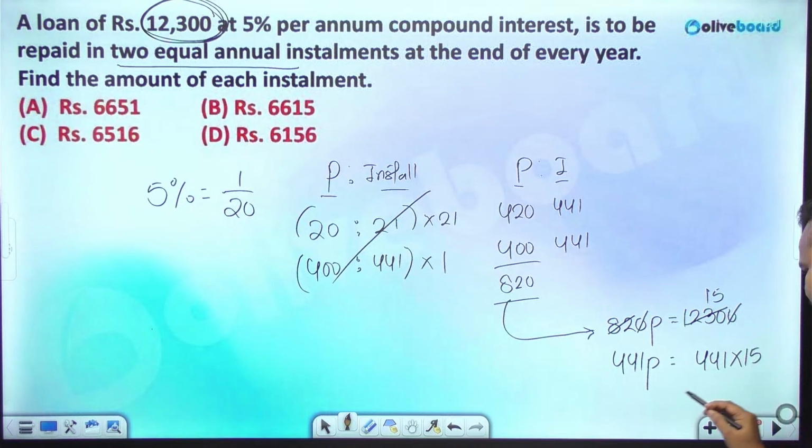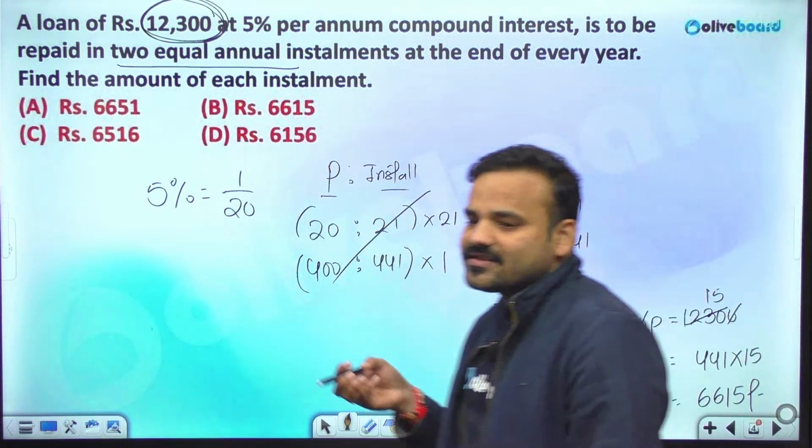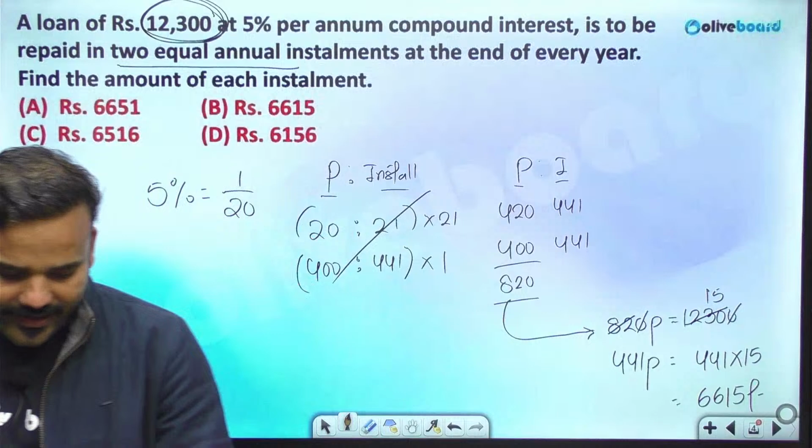Go via unit place and digit sum. So the answer will be 6615 because 5 is there in the unit place. So we can just say the value of each installment is 6615. So this is the process of installment.